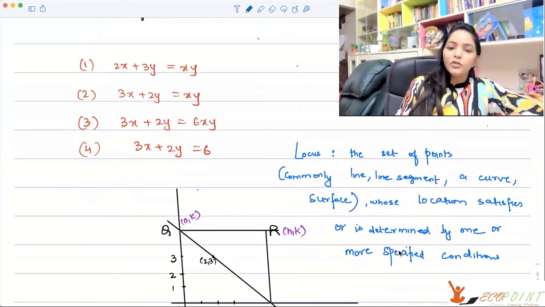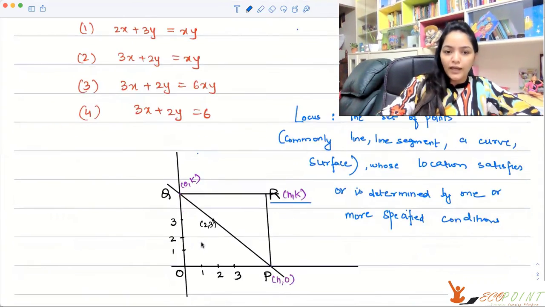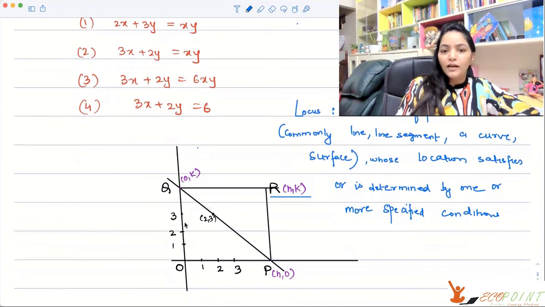So we are interested in the locus of the point R. Suppose the point R is h comma k. So let's talk about the situation that we have. We have a line PQ which passes through 2, 3. So this is 2, 3 somewhere. This line passes through it. It's PQ. It passes through 2, 3.